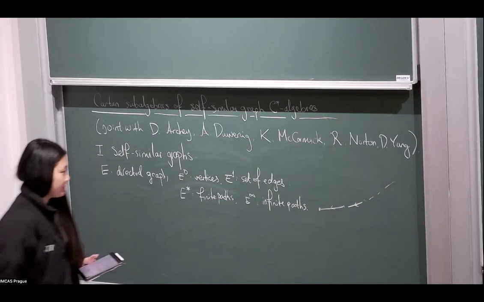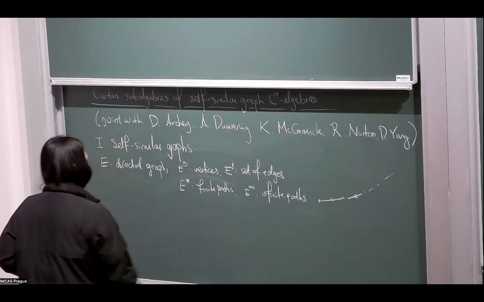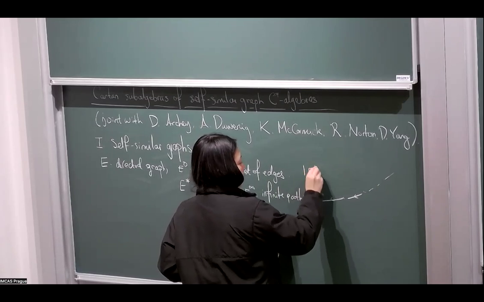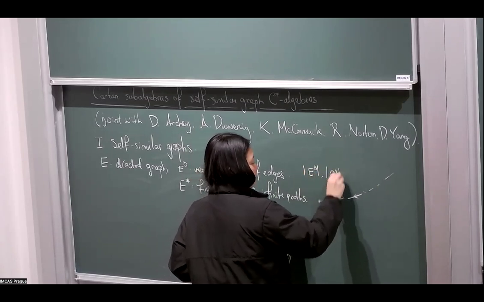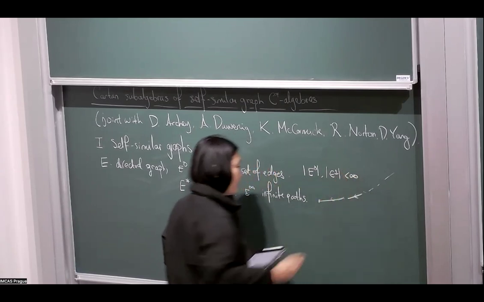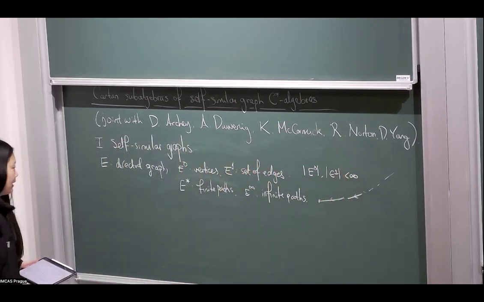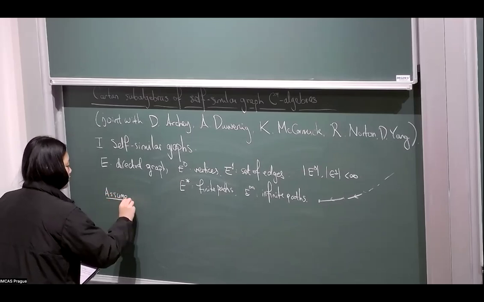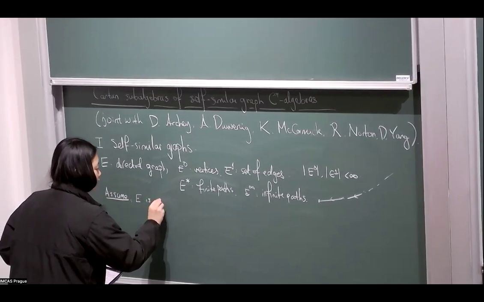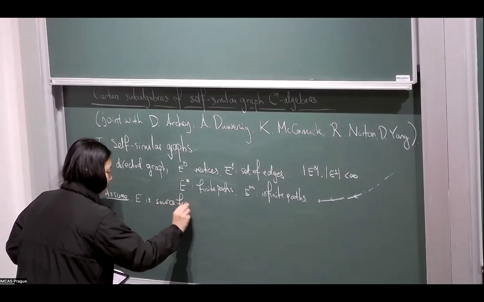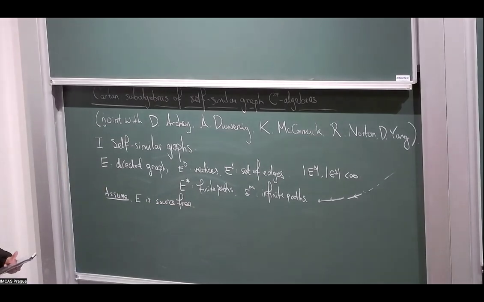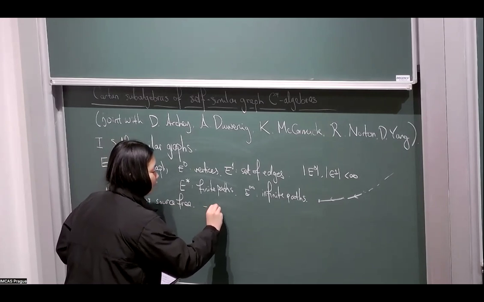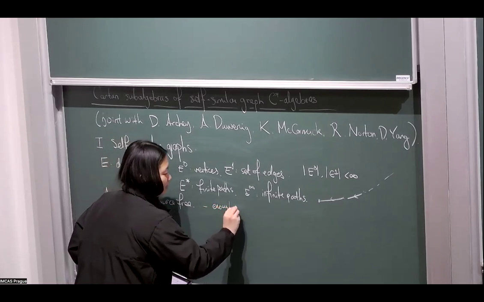Right. And there are some assumptions that I want to put on my graph to make it slightly nicer. One of them is that I want both E^0 and E^1 to have only finitely many vertices and edges. And secondly, we will assume that E is source-free. So for every vertex, you always have some edge going into it. This is basically to make sure that we have enough infinite paths to play around.